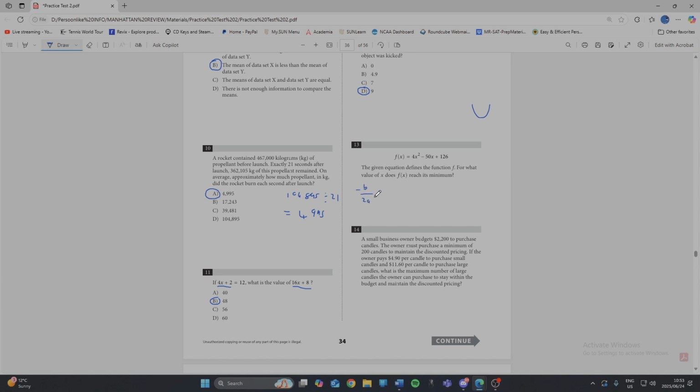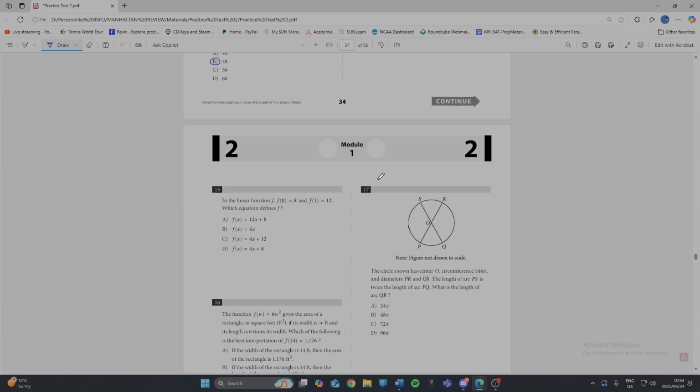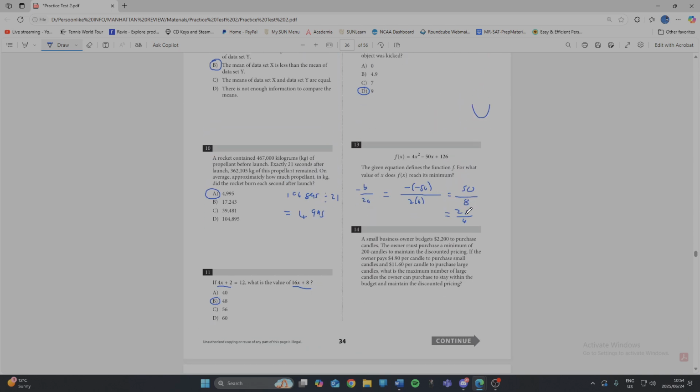over 2a. So obviously in this case, a is equal to 4, b is equal to negative 50, and c is equal to 126. So negative b over 2a would be negative negative 50 over 2 times 4. This is equal to 50 over 8, which, if I put it into the calculator, in a more simplified form is 25 over 4. Okay, so yes, 25 over 4 is that answer.